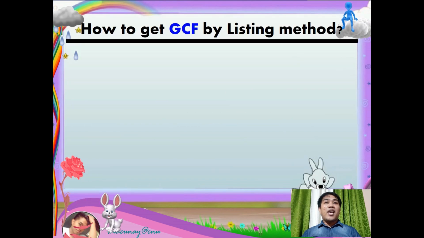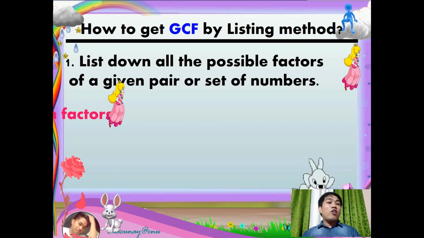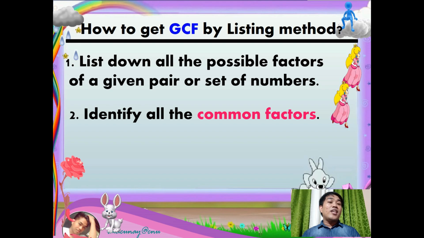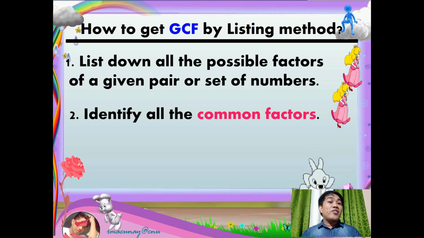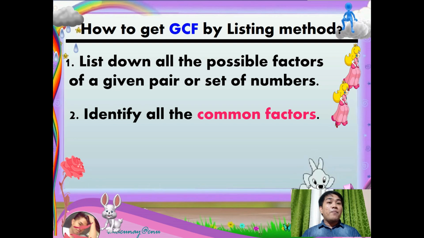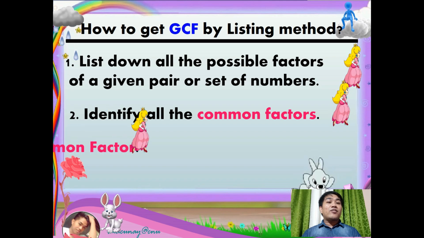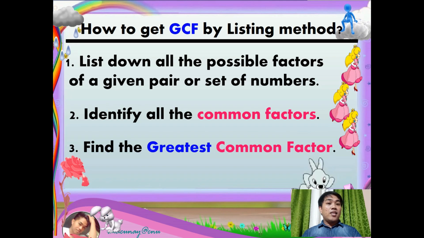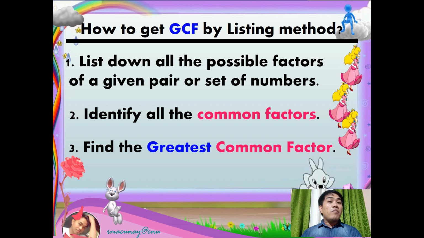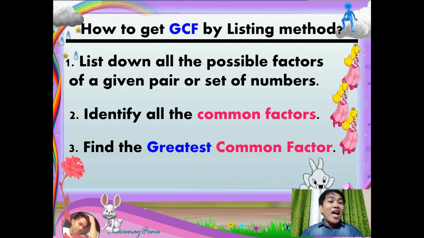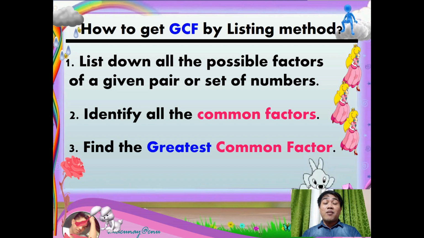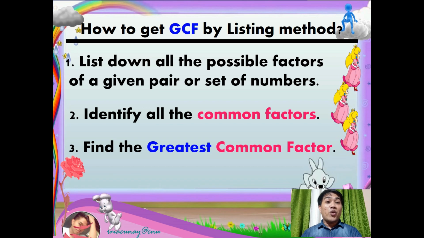How to get the GCF by listing method? First, list down all the possible factors. Second, identify the common factors. When we say common factor, it is a factor of a number that is also a factor of another set of numbers. Then third step, you're going to find the greatest common factor by determining which of those common factors that you have identified has the biggest value or the biggest number among those. That is considered your GCF.